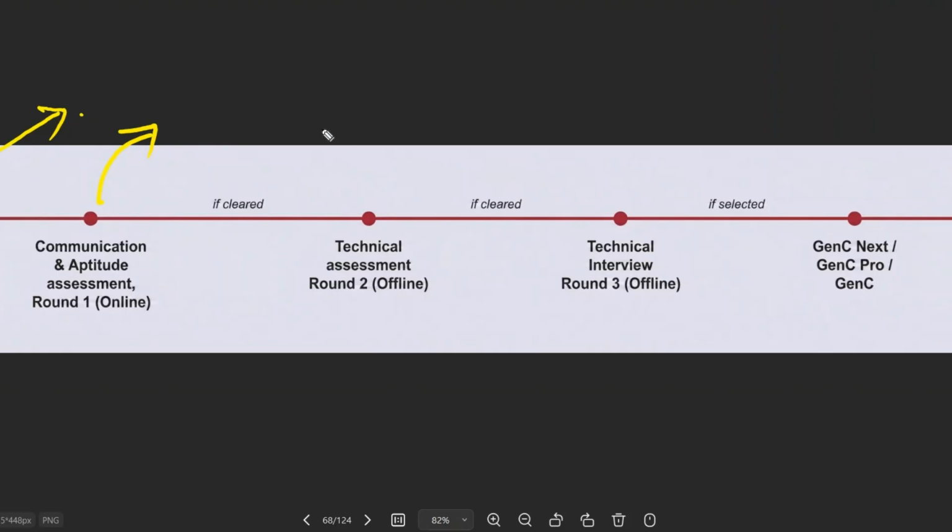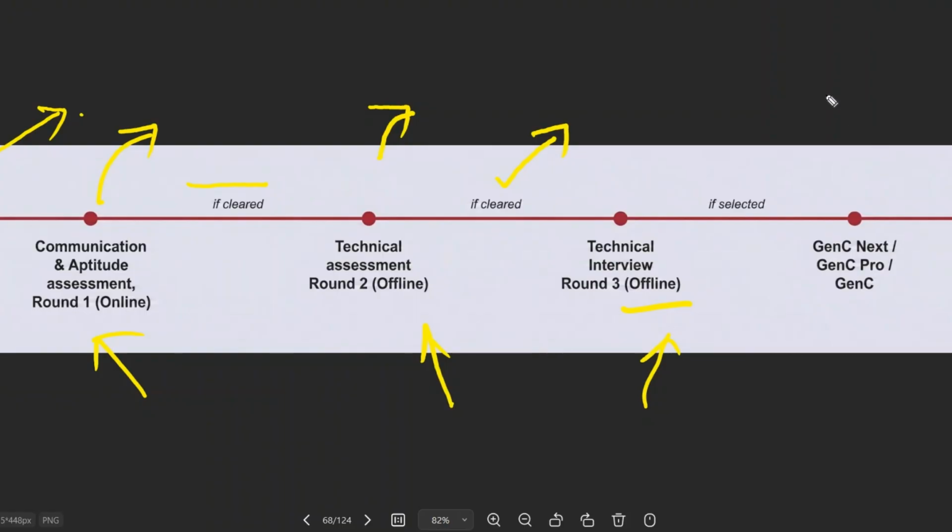Now the next round after the aptitude round will be the technical round. After 1 or 2 weeks you will have the technical round. If you clear the technical assessment, then you will have the technical interview round, that is round 3, and it will be offline. It's mentioned offline, you can see. The communication and aptitude rounds will be online only.